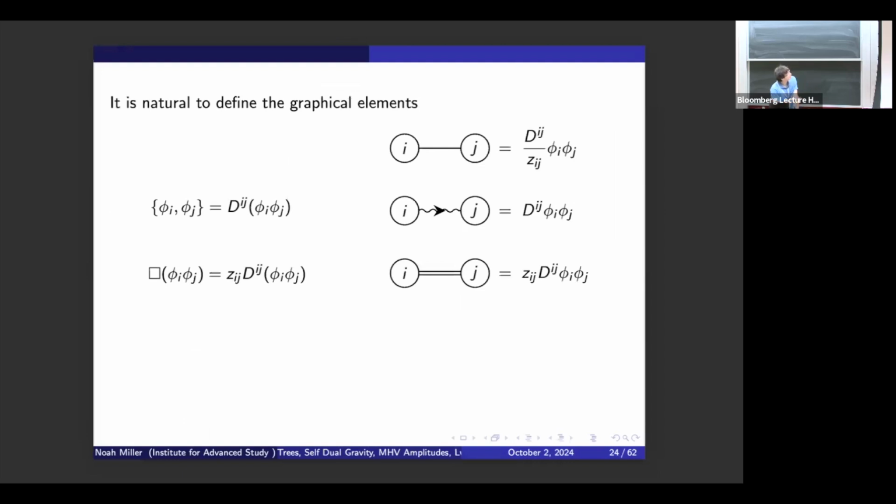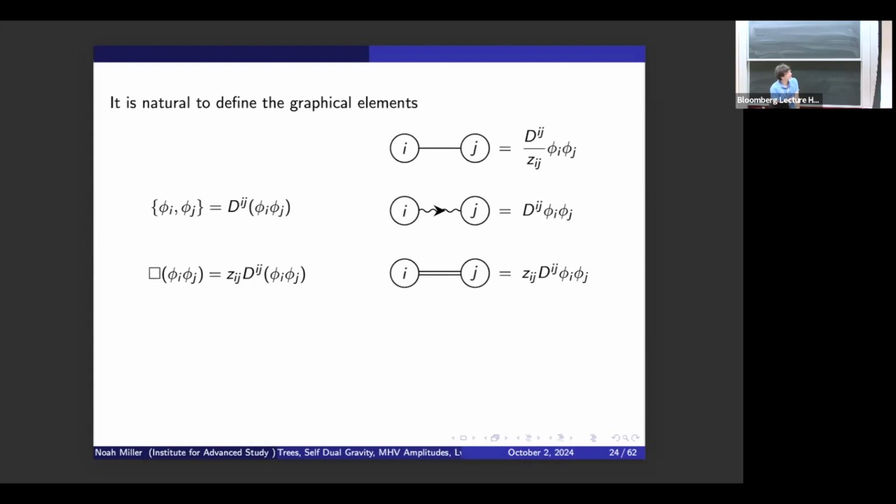Okay, it's then natural to define all these new graphical elements. Here you have the original one, and then we have the Poisson bracket of two seed functions, just the dij acting on the seed functions, and then here I'll draw out the squiggly line and an arrow. There needs to be an arrow here because this element isn't symmetric under interchanging i and j, so it gets a minus sign. To account for the minus sign, you need an arrow there, and to have a box acting on these two seed functions, we're going to use a double line.